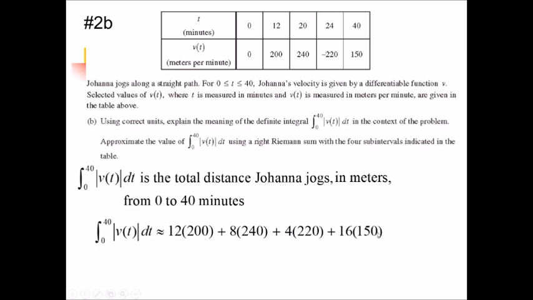I'm going to simplify it, but if this were the real exam, I probably wouldn't do this unless I really needed the answer for something else. So going from left to right, this is going to be 2,400 plus, well, let's see here. This is like 8 times 200 plus 8 times 40. 8 times 200 is 1,600. 8 times 40 is 320, so that's 1,920.